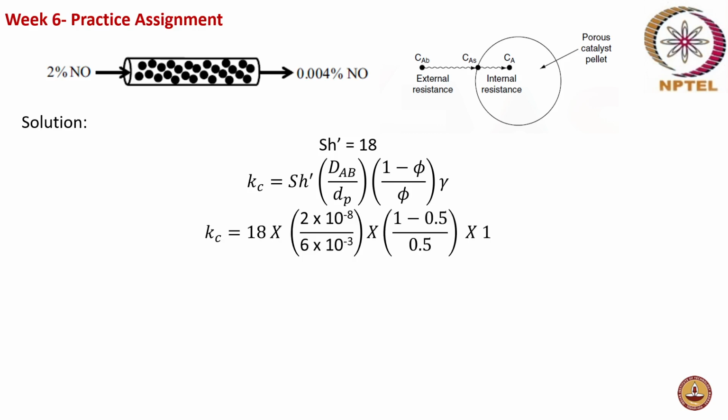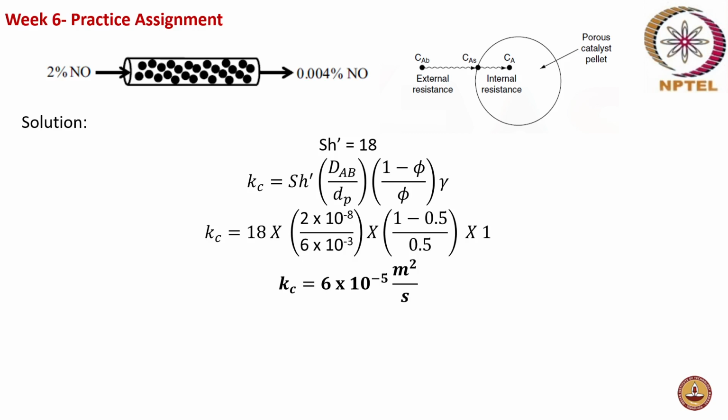So substituting all the values, Kc is equal to 18 into 2 into 10 power minus 8 divided by 6 into 10 power minus 3 multiplied by (1 minus 0.5) by (0.5 into 1). So you will end up with Kc is equal to 6 into 10 power minus 5 meter square per second, right? So now we have what is the mass transfer coefficient.